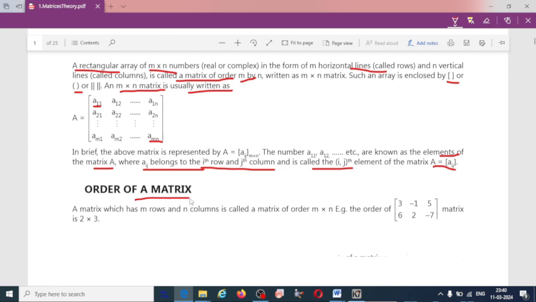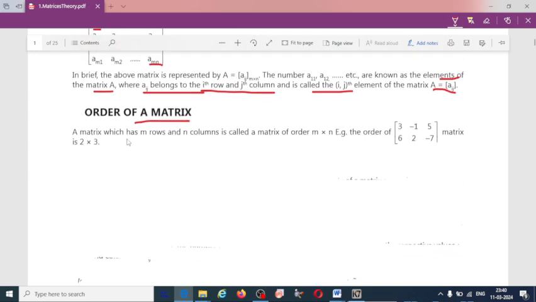Order of matrix. A matrix which has m rows and n columns is called a matrix of order m cross n. For example, this is a matrix of 2 cross 3, that means 2 rows and 3 columns. So this is the order of a matrix.